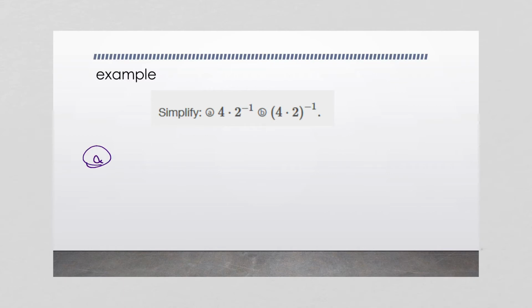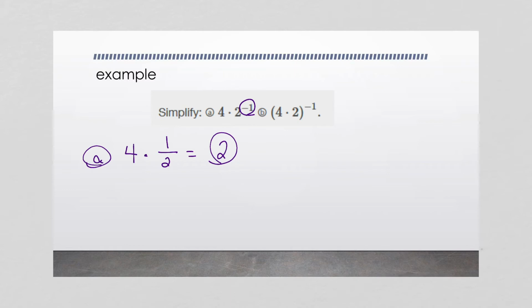All right, so let's take a look. So on part A, we will do 4 times 1 over 2. Okay, remember that -1 is a movement. That means that the 2 didn't like its location. And its location used to be on top. So now it wants to be in the denominator, okay? And what is 4 times 1/2? It is 2. So there's our final answer.